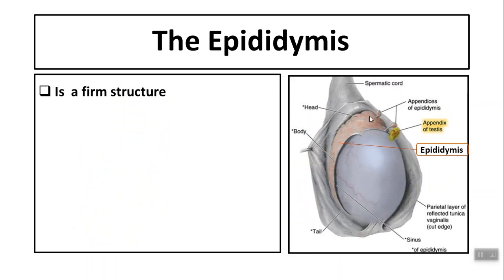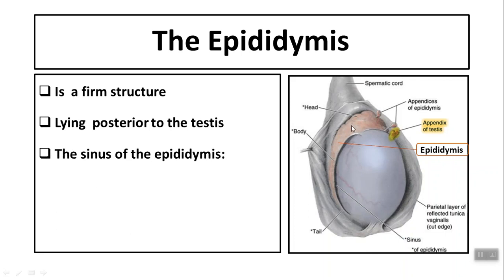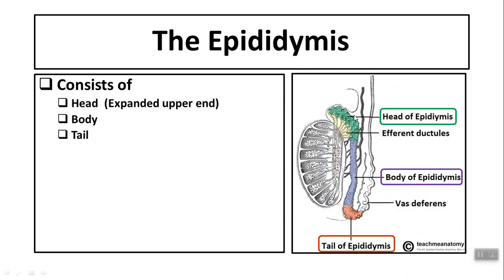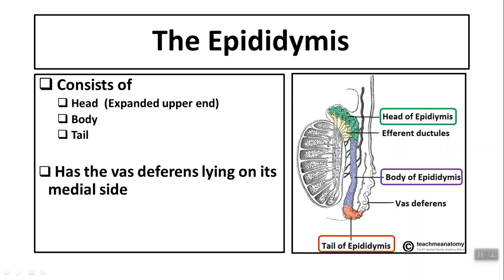The next structure contained in the scrotum is the epididymis. First of all, it is a firm structure lying posterior to the testis. It is separated from the testis by a groove-like space that we call the sinus of the epididymis. It is a groove that lies between the testis and the epididymis, and it is lined with tunica vaginalis, that is the visceral layer of tunica vaginalis. The epididymis consists of a head, the expanded upper end, a body, and a pointed tail. From the lower end of the tail, we have the emergence of the vas deferens. This is the vas deferens emerging from the tail of the epididymis, and it lies on the medial side of the epididymis.